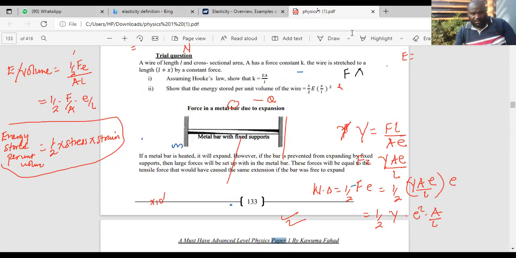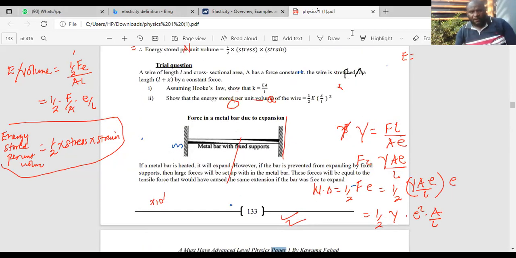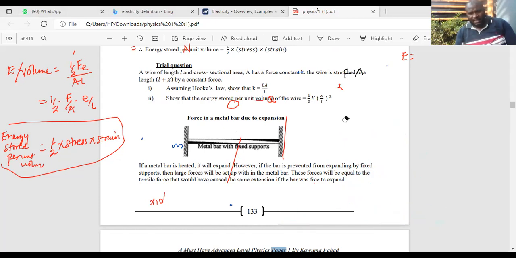Let me first talk about this one. Force in a metal bar. I trust you've covered heat, and there are some laws of expansivity, linear expansivity in heat. So if a bar has been heated up and it is fixed between two positions, the bar is extended to a new length, L plus L prime.